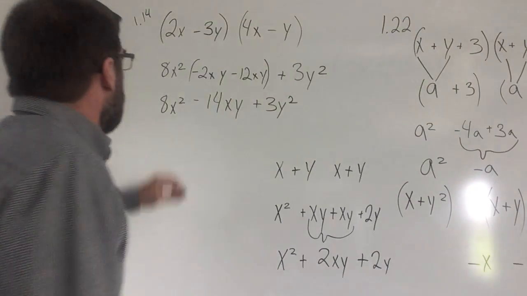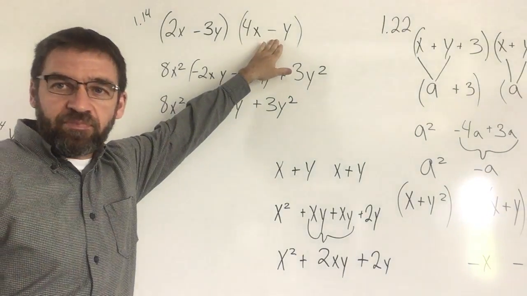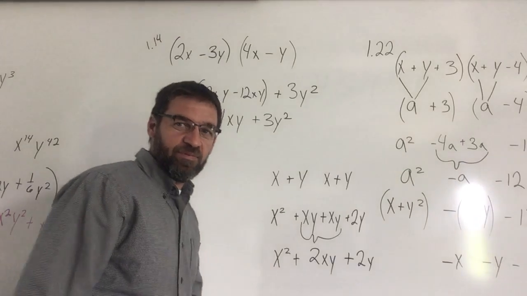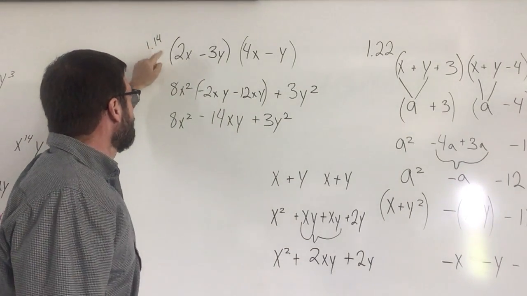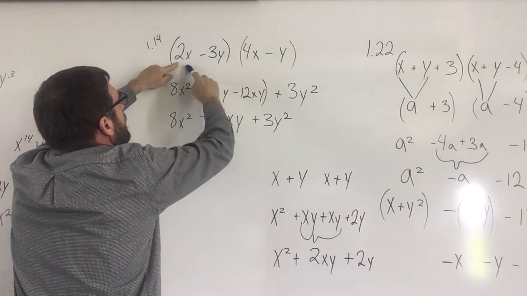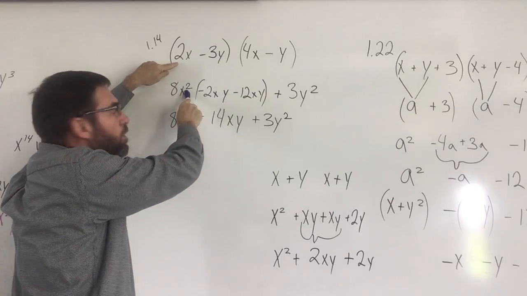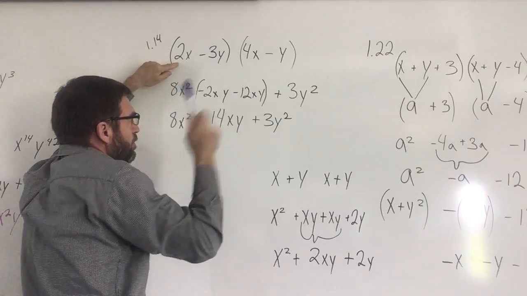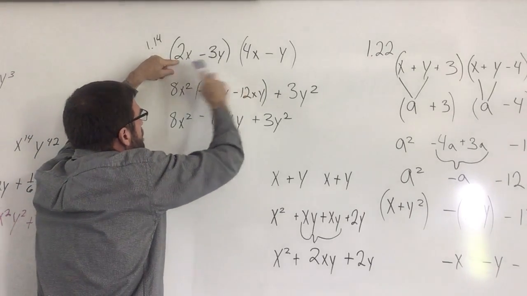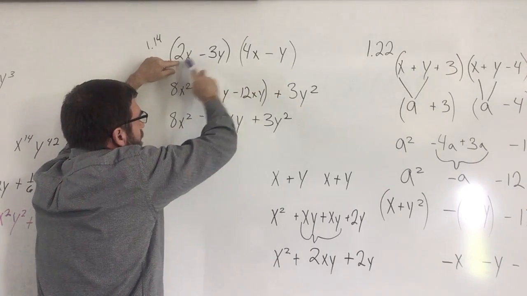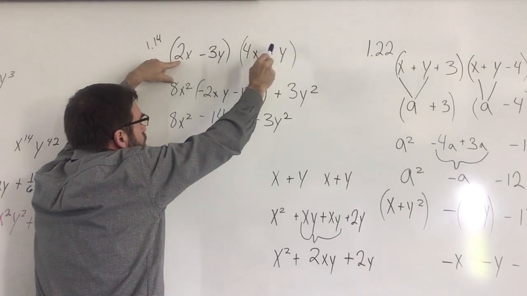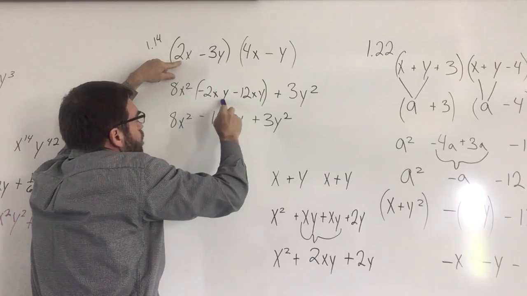Okay. This should be the problem. At 1.14, you should have done the outer terms. So let's do that. 2 times 4 is 8, and 2x is 8x squared. Are you with me with that one? We don't have the FOIL here, so now I do the outer terms. 2x times negative y, 2 times 1 is 2, so I have negative 2xy.